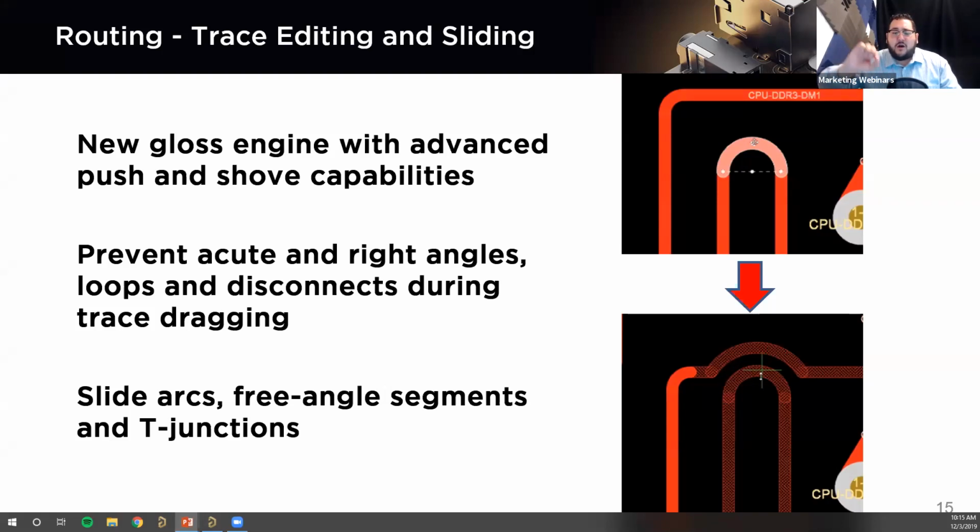You can even get arcs that push up into other traces. And this will help prevent both acute angles and right angles. It's going to prevent acid traps. It's going to prevent loops and disconnects while you're routing.